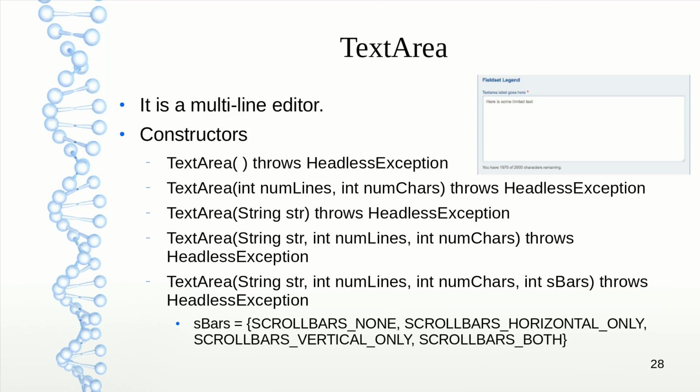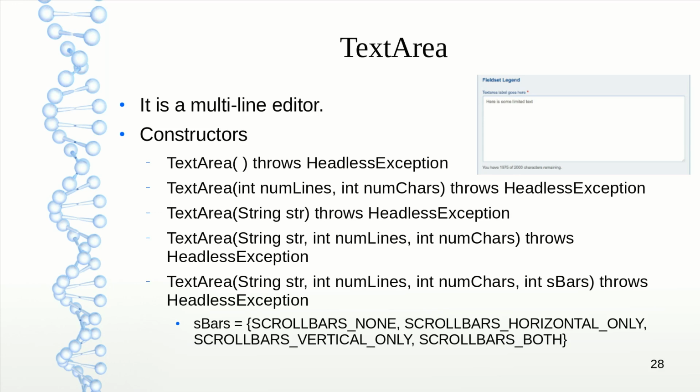We introduce one more control in this lecture, that is the TextArea. It's a multi-line editor. In the case of text field, we had the provision of typing in one row only, but in the case of text area we have multiple rows possible. We have multiple constructors associated with this control. The default constructor TextArea simply creates a text area, and this constructor doesn't have any parameter passed to it at all.